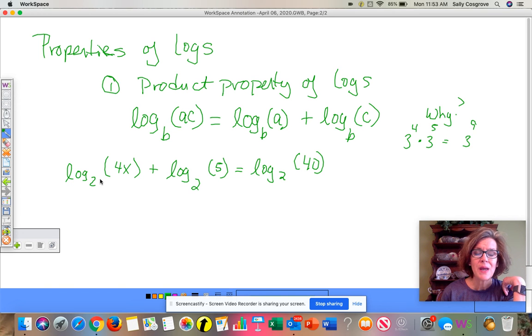This is expanded. I can condense this into 1 log, log base 2 of what? Again, what does it say that I'm going to do with the arguments? Oh, look, it says I'm going to multiply them. And that is what we are going to do. So 4x times 5 is 20x.